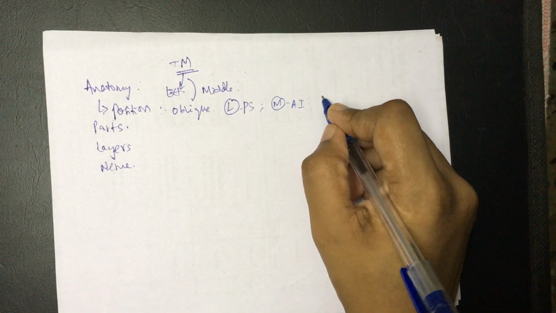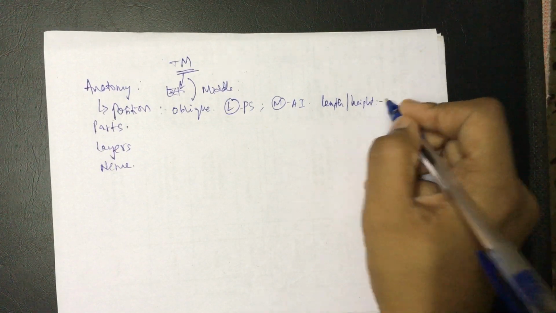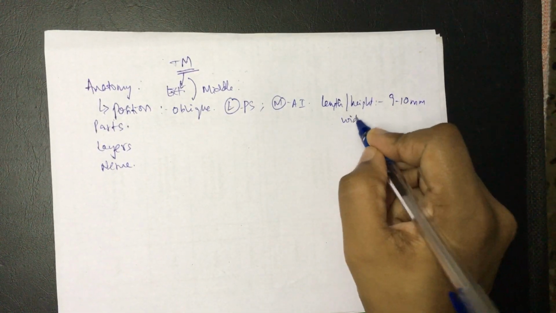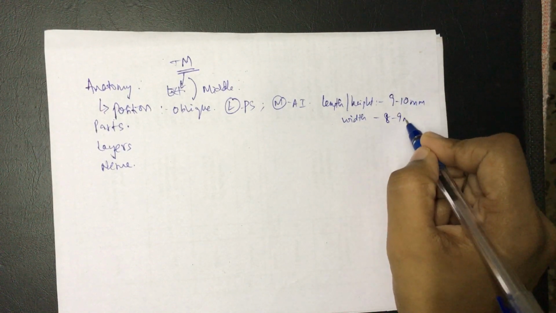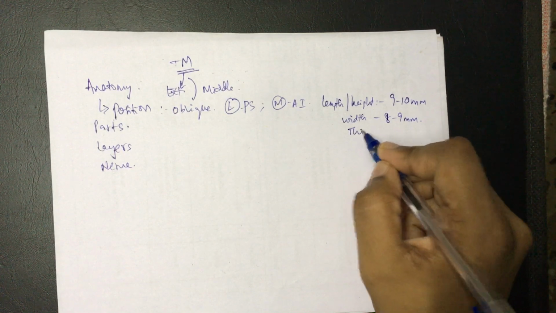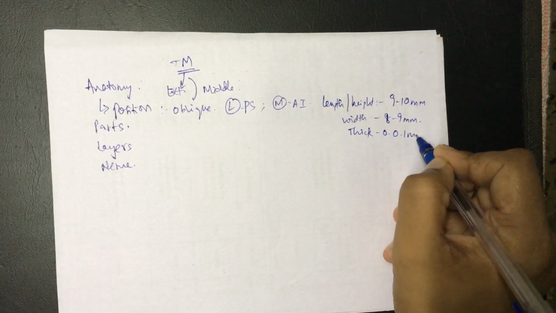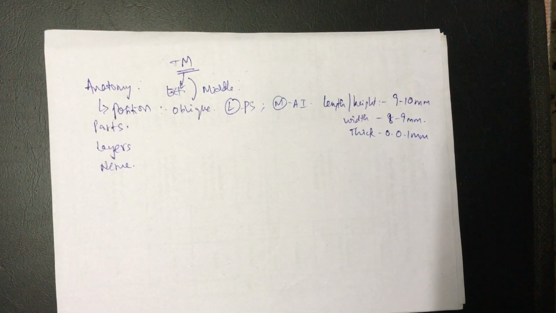The length, or the height, of the tympanic membrane is going to be some 9 to 10 millimeters. Whereas the width is going to be approximately 8 to 9 millimeters, and the thickness is 0.1 millimeter. So these are the various measurements of the tympanic membrane.